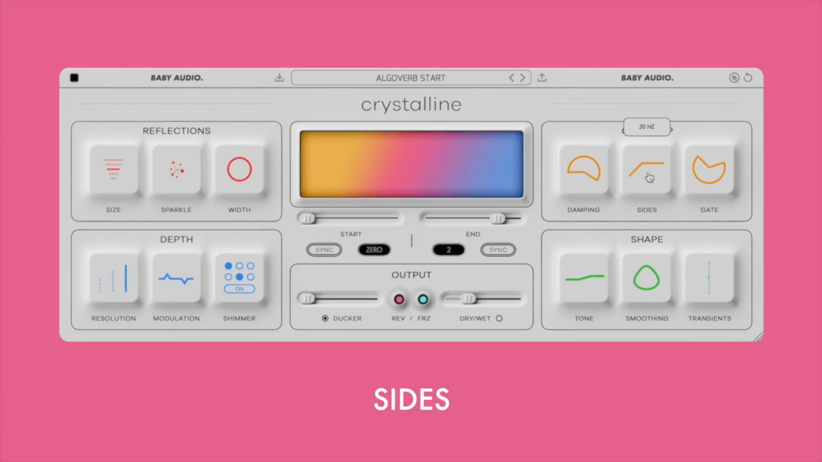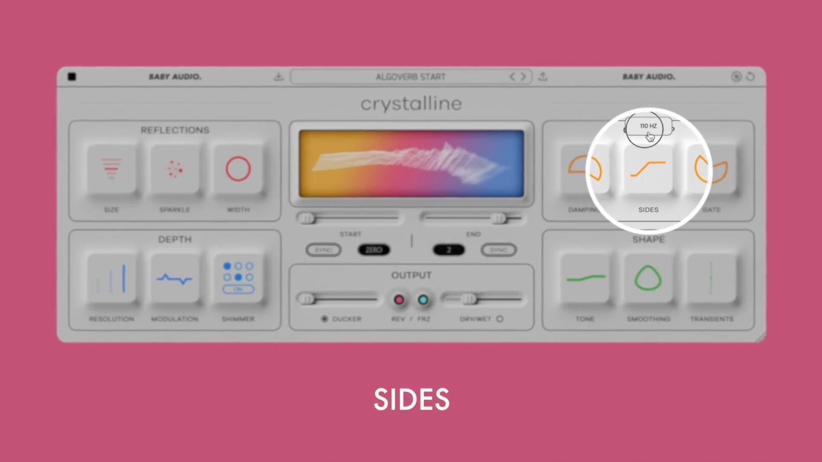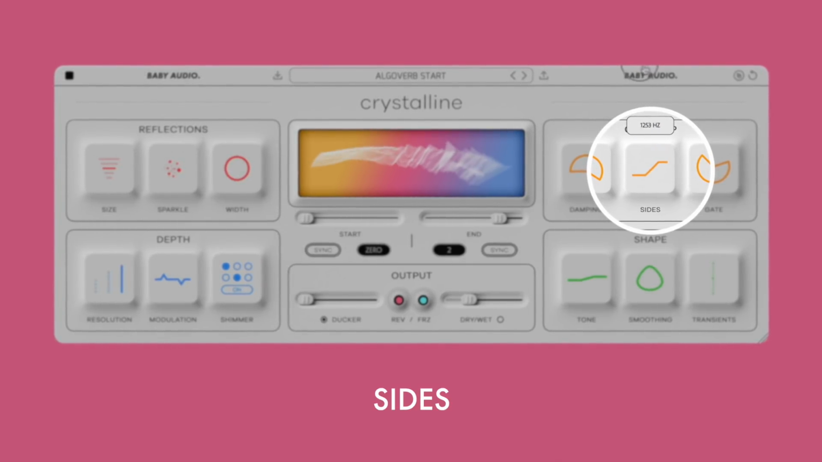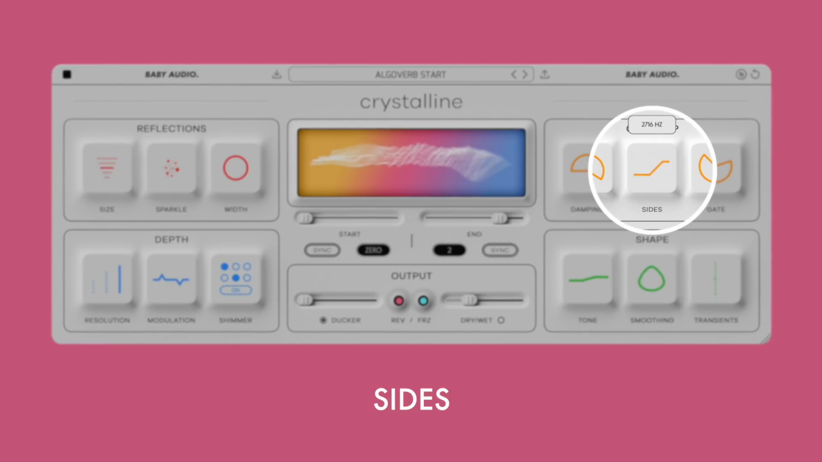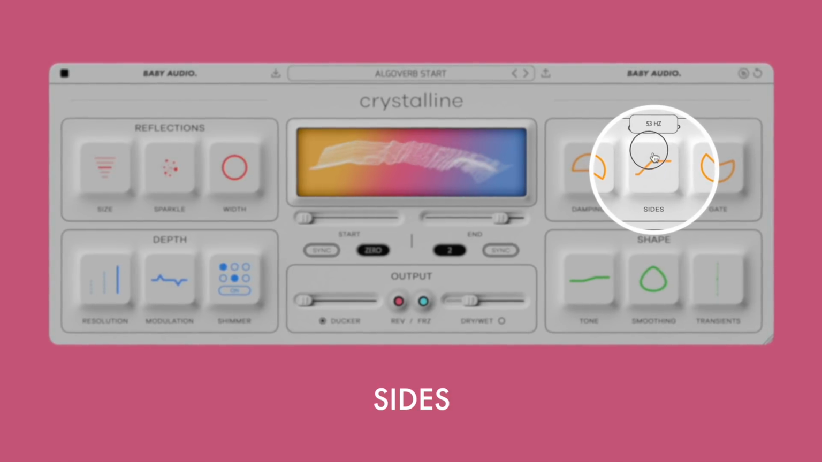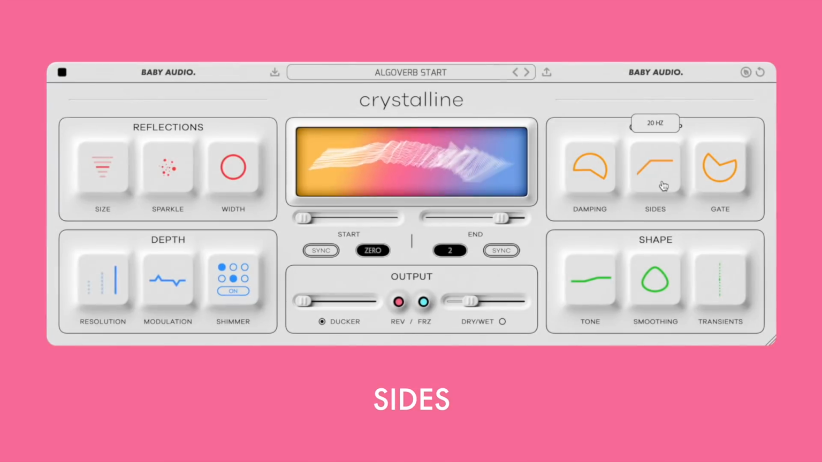The third control in this section is sides, a mid-side high-pass filter to manage the imaging of the reverb. As you turn up the fader, the part of your sound above the cutoff frequency remains in stereo as before, but everything below is now in mono. This can be helpful when dealing with sounds that cover a wide frequency spectrum. You retain width and space on the mids and highs, but make sure the low end stays compact and tight.